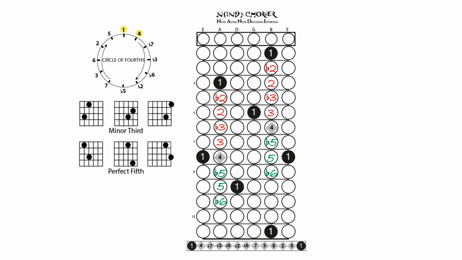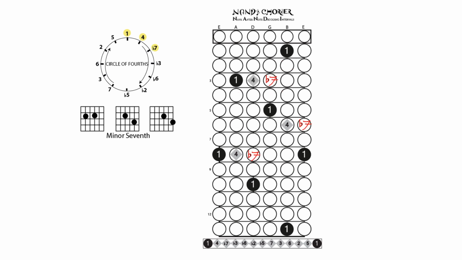On the quarter, the identified intervals below 4 are represented in red, while the intervals above 4 are indicated in green. Adding another fourth to the 1-4 pattern, we now have intervals 1, 4, flat 7. Take note that when we skip 4, we have a minor 7th interval between 1 and flat 7.